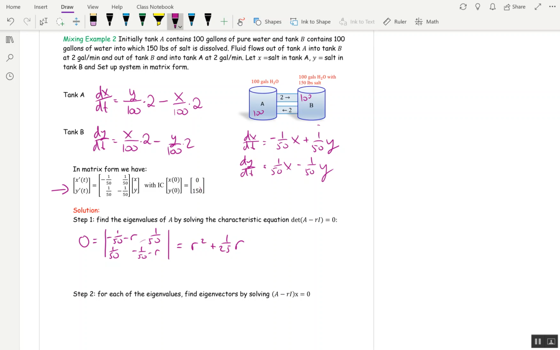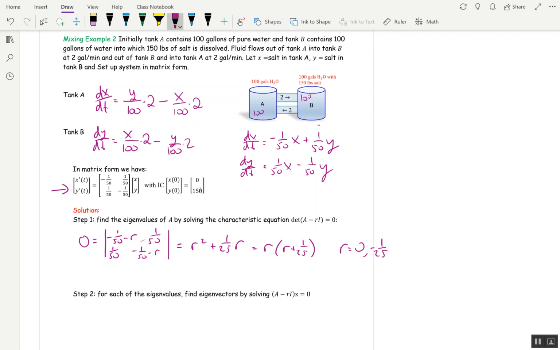So this is it right there. That's all I'm getting. Let's factor that. r times (r plus 1/25). So I've got two eigenvalues, 0 and negative 1/25.